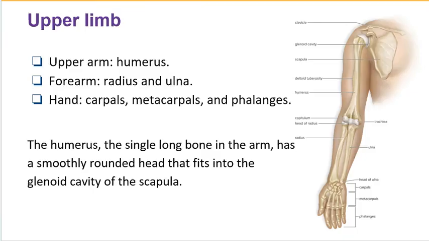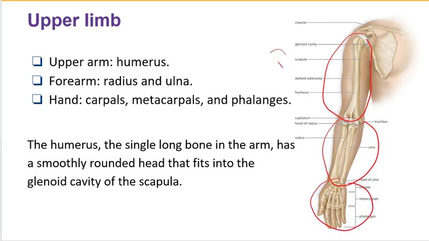Then let's talk about the bones of our upper limb. We can divide our upper limb into the arm region, or upper arm, the forearm region, and the hand. As you can see, we have only one bone in the arm, two bones in the forearm, and 27 bones in our hand. It's interesting, right? In the upper arm, this long bone is called the humerus, the only long bone in our arm.